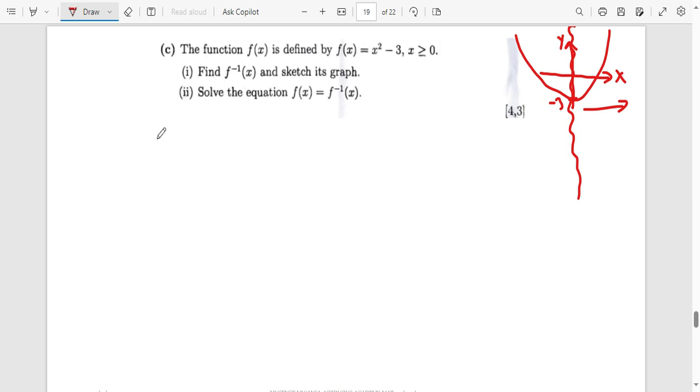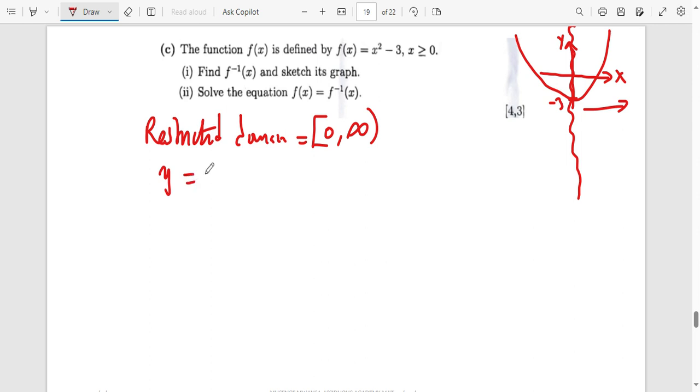So already, to find the inverse, we have said the restricted domain is going to be from 0 all the way up to infinity. This domain that we have restricted is actually going to be the range of the inverse function. So now we write the function y is equal to x squared minus 3. Take 3 to the other side, that gives you x squared is equal to y plus 3. Square root both sides, x is going to be positive or negative square root of y plus 3. Now, because we have restricted it, the domain of the function should be equal to the range of the inverse.